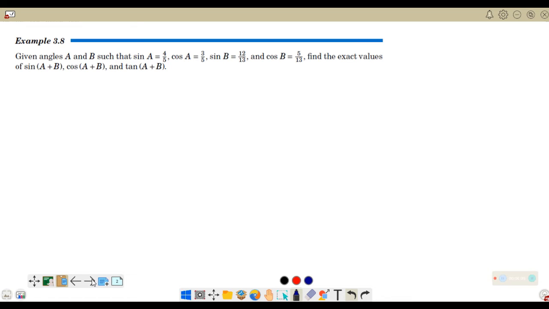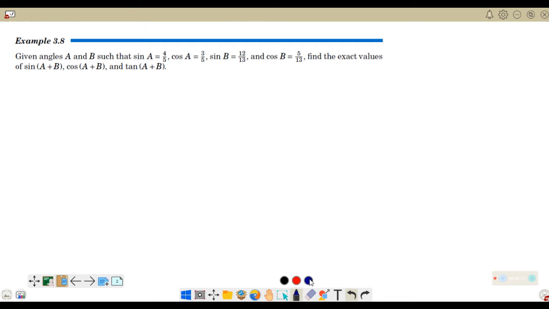First, we have example 3.8. Given A and B such that sine A is equal to 4 over 5, cosine A is equal to 3 over 5, sine B is equal to 12 over 13, and cosine B is equal to 5 over 13. Find the exact values of sine AB, cosine AB, tangent AB.